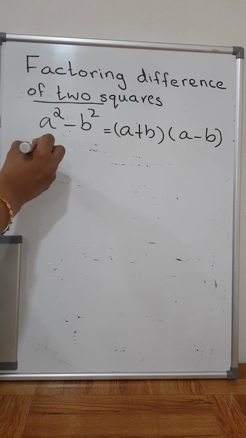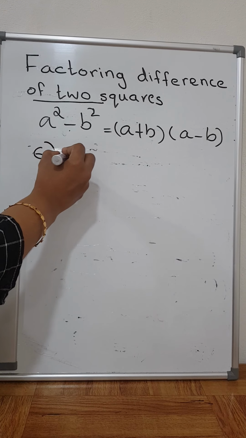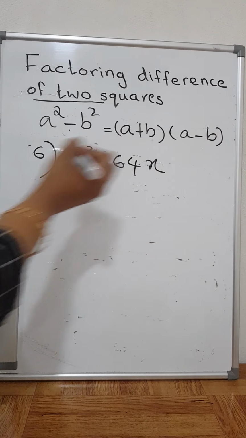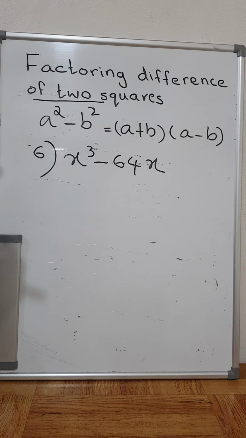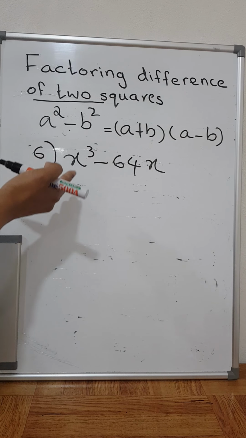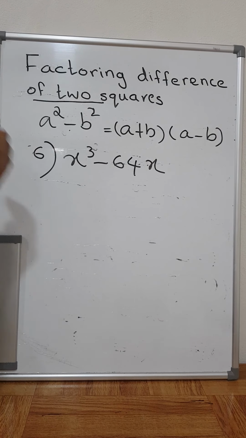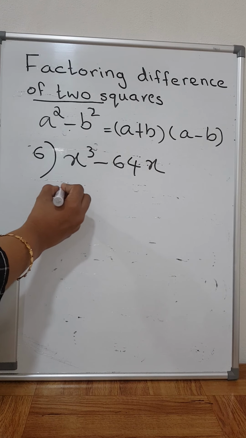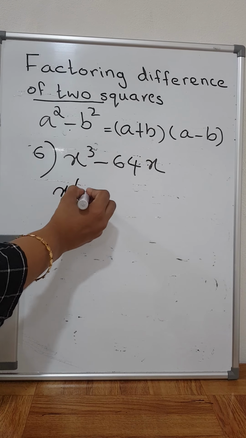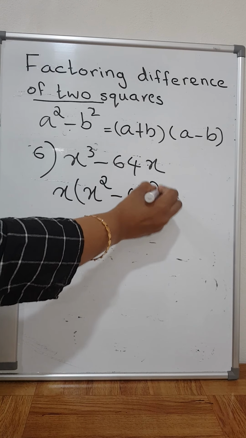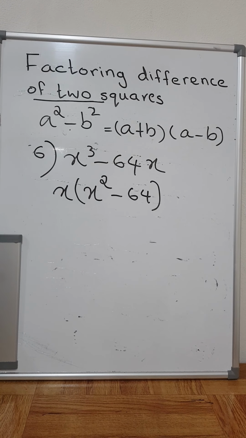Now we will try our sixth question. x cube minus 64x. As I have told you, here we have a common factor, that is x. We have to always take out the greatest common factor before trying to factorize. So we can take x out. x times the remaining x square, minus 64. x times (x square minus 64).